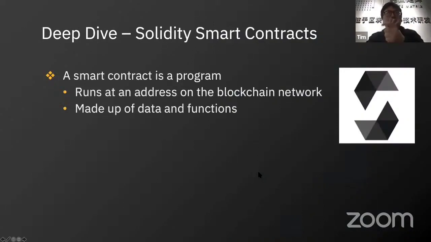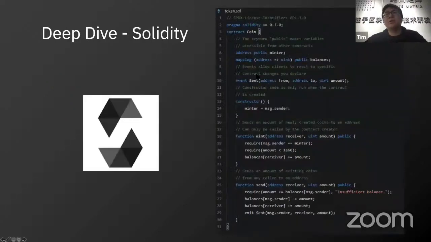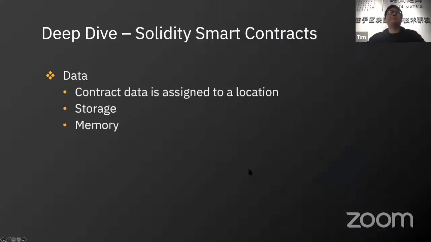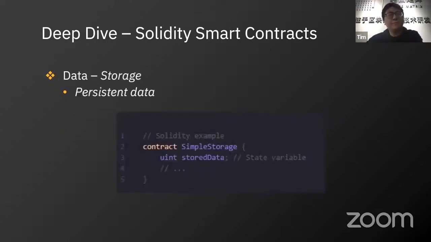So we already know how a Solidity smart contract looks like. It's a program that runs at an address on the blockchain network, and is made up of data and functions. Here we can see these are data, and all these four are functions. Okay, so what are the data types in Solidity? There are two types of data. One is storage, the other is memory.